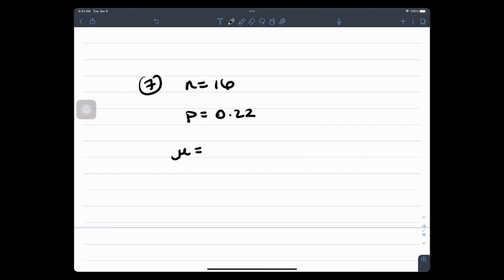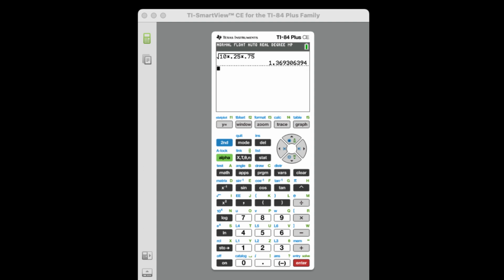They should have had more information. They actually made it unbelievably simple. They said, here, n is 16, p is 0.22. Find the mean. Oh, it's binomial. Mean, mu, is np. What is n? 16. What's little p? 0.22. Here we go. 16 times 0.22. What do you get?